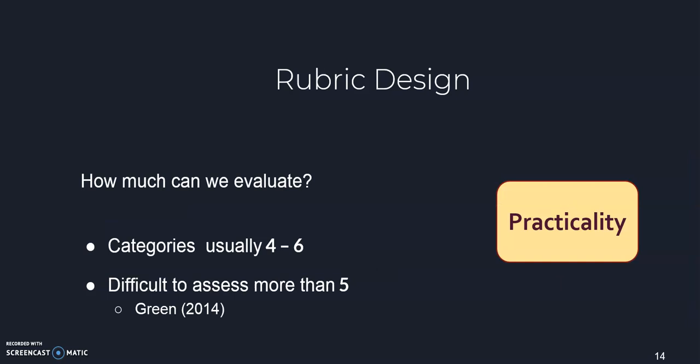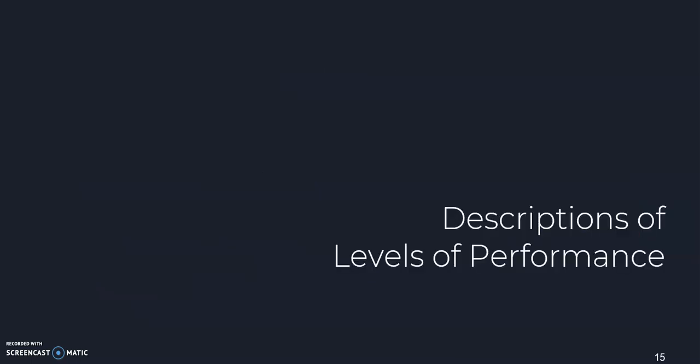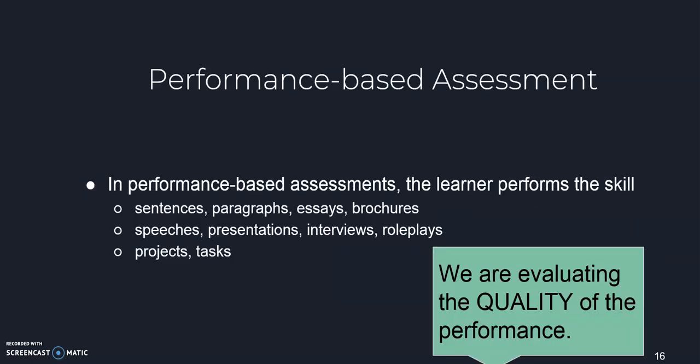Now, how much can we evaluate? Well, generally we will want to limit the number of categories to between 4 and 6. And this is a matter of practicality. It is just difficult to assess more than 5 categories at one time. So let's talk a little bit about the levels of performance. So again, rubrics are used for performance-based assessment, and this is where the learner performs the skill.